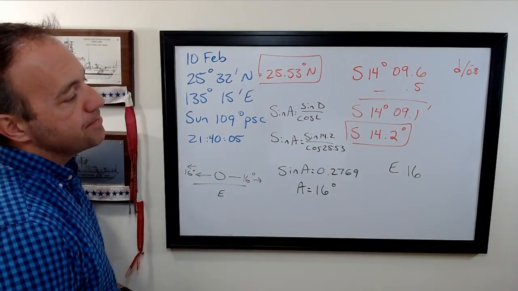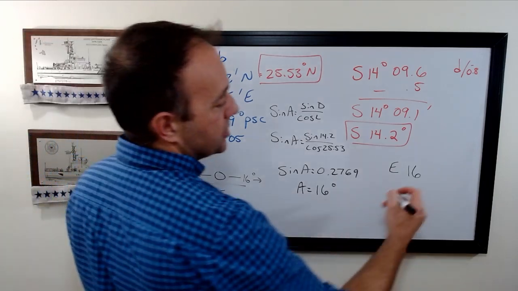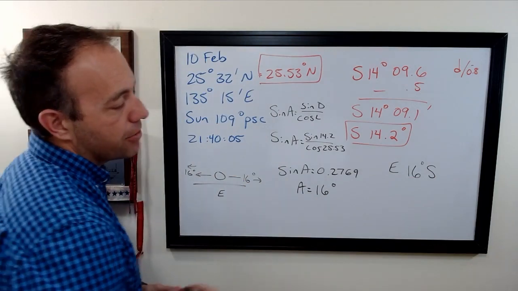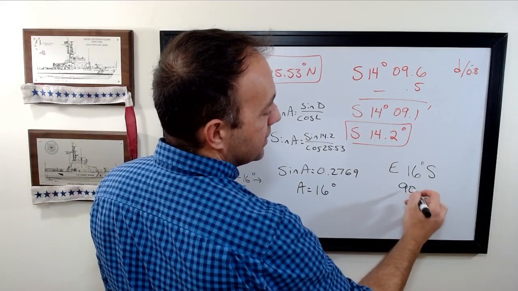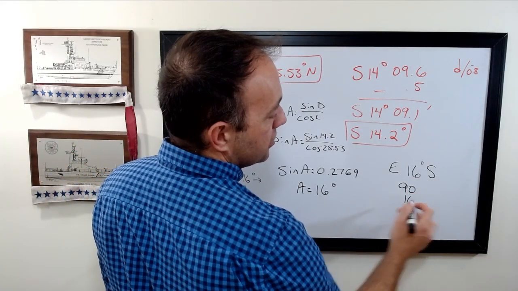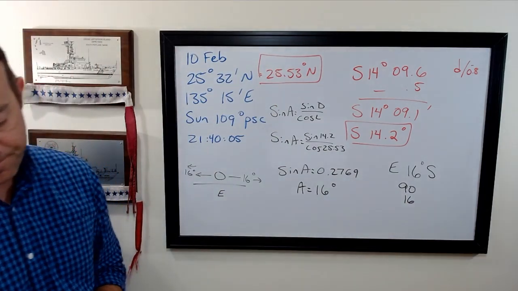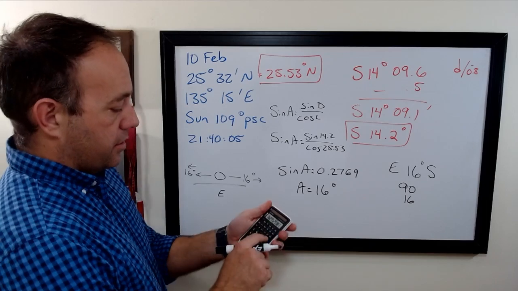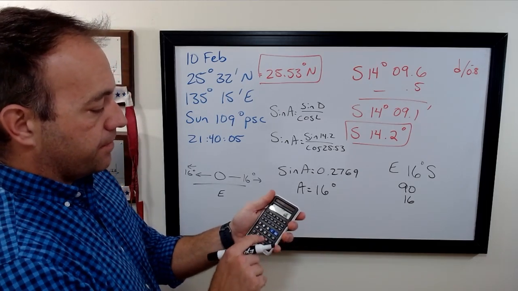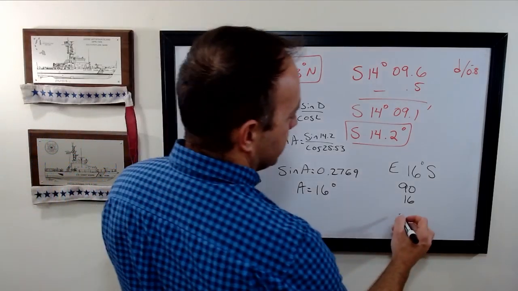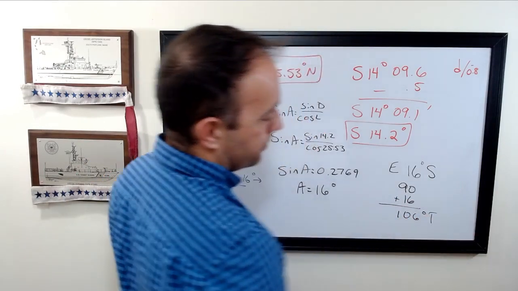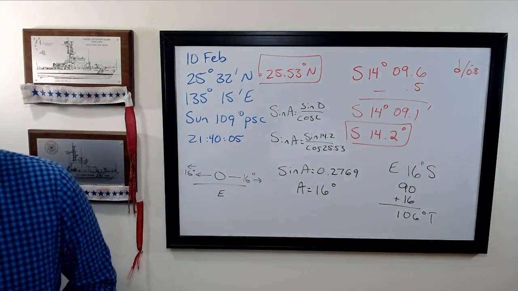And then the season or the declination matches for the suffix there. So east, 16 degrees south. In other words, 90 degrees and then 16 degrees south of it. So that gives you 90 plus 16, or 106 degrees true. You've got your true value then.